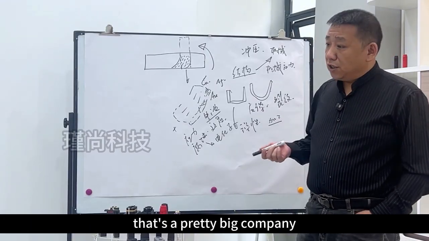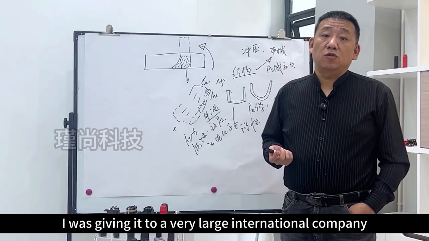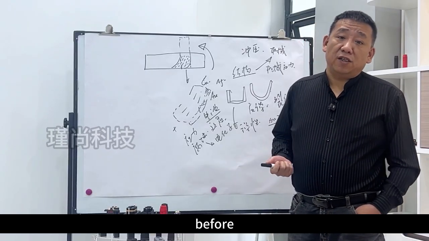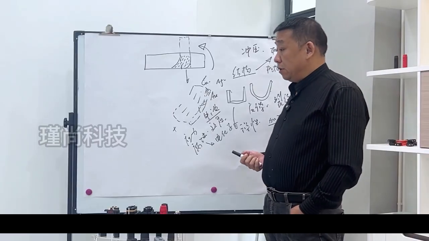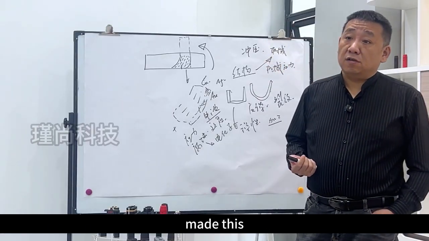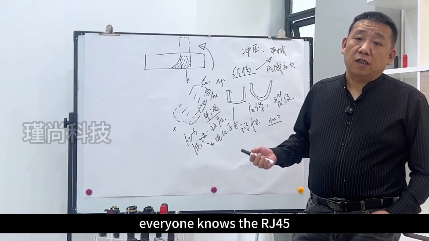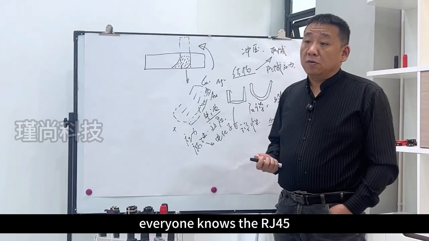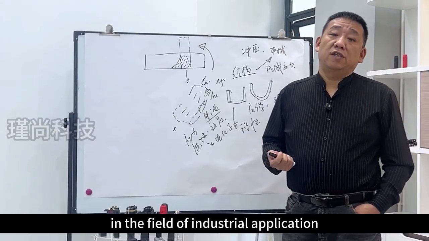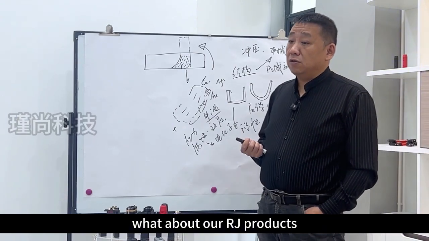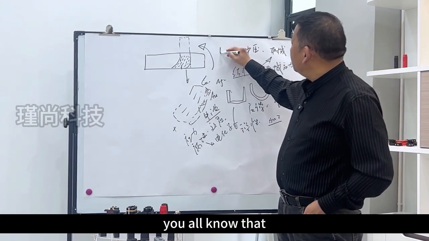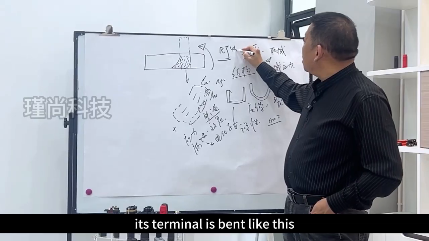That's a pretty big company. I was giving it to a very large international company before. This communication company, while doing this product, everyone knows the RJ45 in the field of industrial application. What about our RJ products? You all know that its terminal is bent like this.